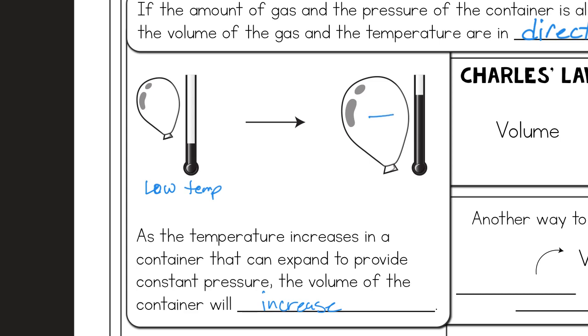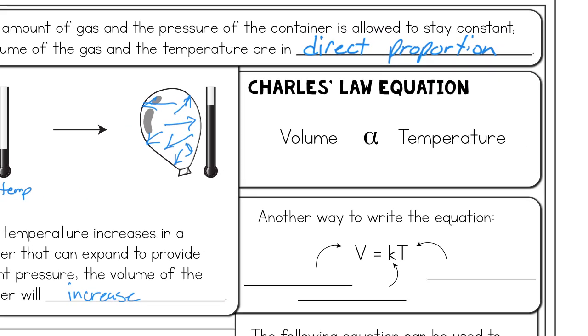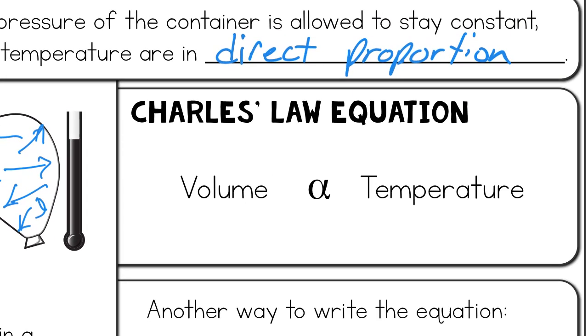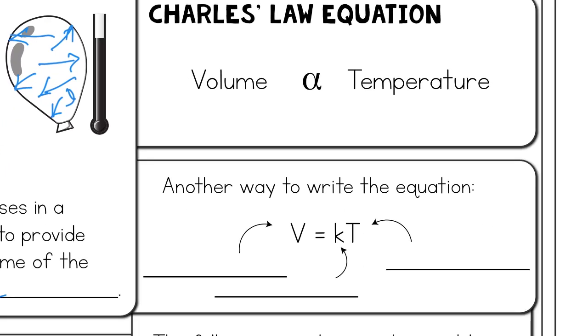Those molecules are going to be traveling faster because of the higher temperature. They're going to hit the walls of the balloon with more force. They're going to hit more often. It's going to increase the pressure, and our balloon will get bigger. So volume and temperature are directly proportional.